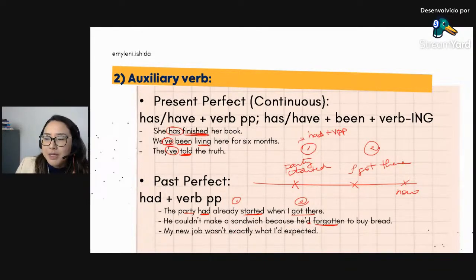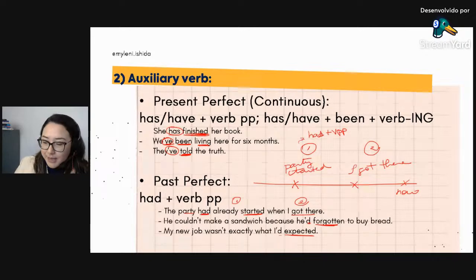My new job wasn't exactly what I'd expected. Again, expected. So this is how you recognize it: you look at the sentence and you know if you have to use the verb have as a main verb or as an auxiliary verb.